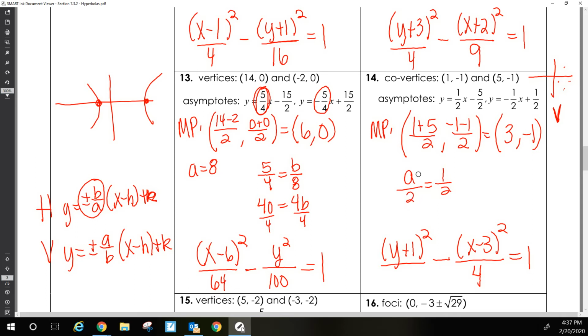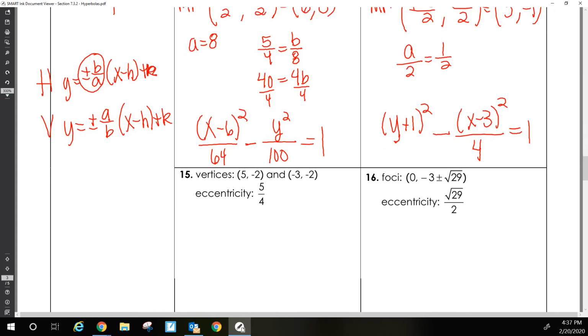Looks a little better. So what does A have to be? It's a little bit more obvious this time. A is 1. A squared is also 1, so I'll just get rid of this guy here and write it like that. Sorry about that. All right, let's try 15.